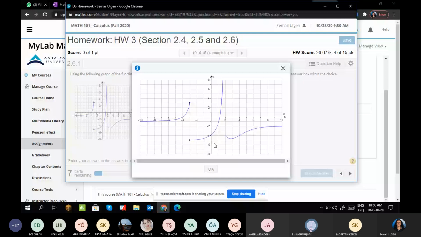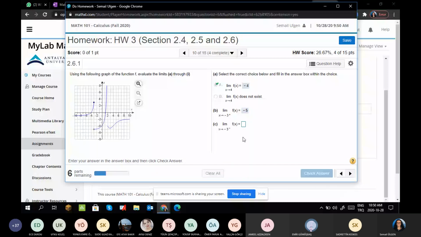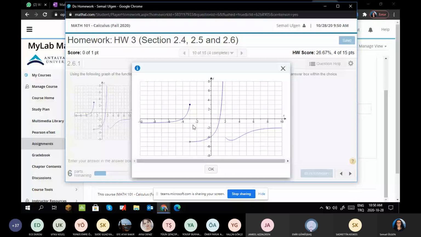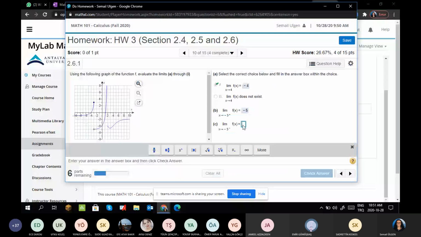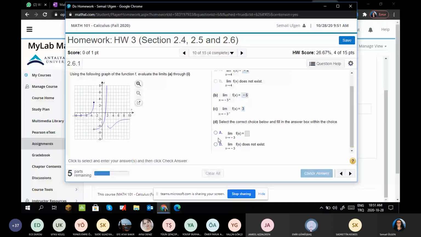Okay, check the answer. Nice work. What's the limit from the left? Let's open this up again. From the left, it is 3, right? 3. Okay, almost done. Select the correct choice below and fill in the answer. Limit doesn't exist or exist? Does not exist. That's right, because the right limit and left limit don't agree with each other.